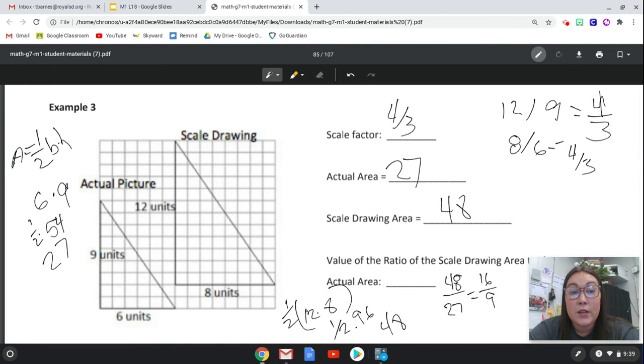Okay, I'm going to pause this video, upload it, and then we're going to come back and talk about these different scale factors.